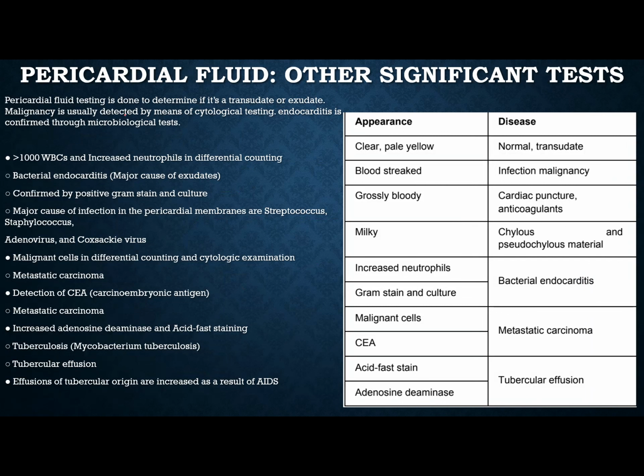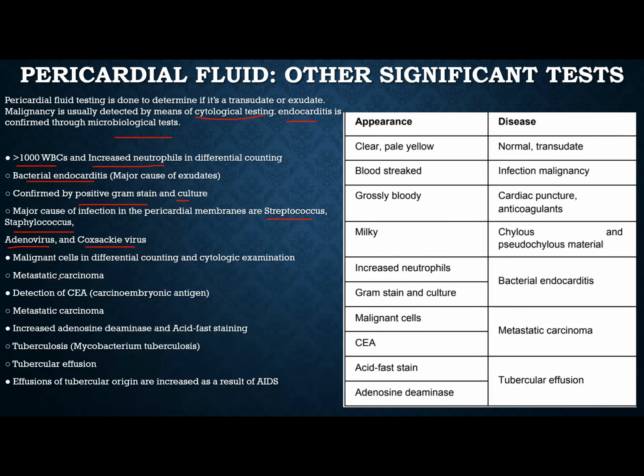Now, other significant tests. So, pericardial fluid testing is done to determine if it's a transudate or exudate. Malignancy is usually detected by means of cytological testing. Endocarditis is confirmed through microbiological tests. So, if it's greater than 1,000 WBCs and increased neutrophils, this could be a sign of bacterial endocarditis, the major cause of exudate, confirmed by positive gram stain and culture. Major causes of this bacterial endocarditis, class, are your strep and staphylococcus bacteria, even adenovirus and Coxsackie virus.